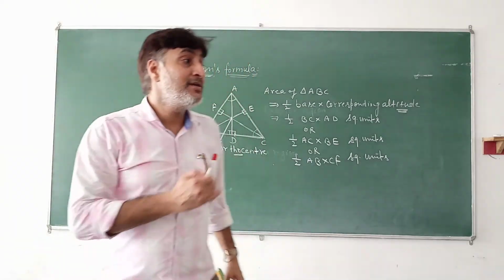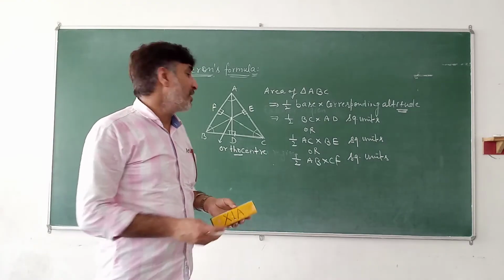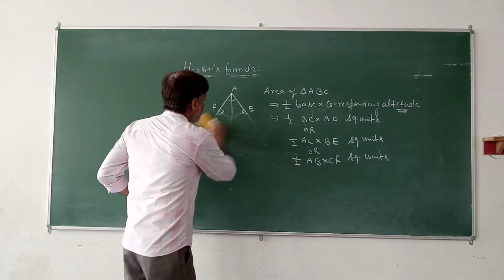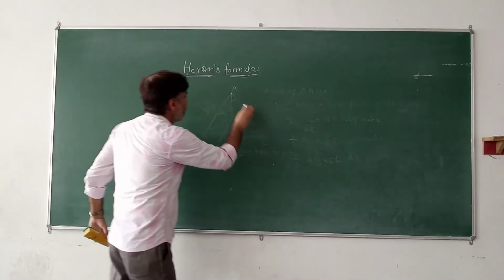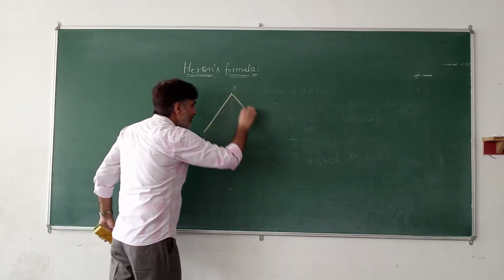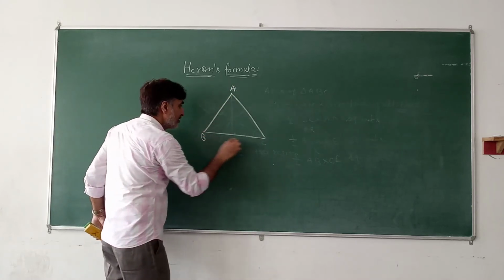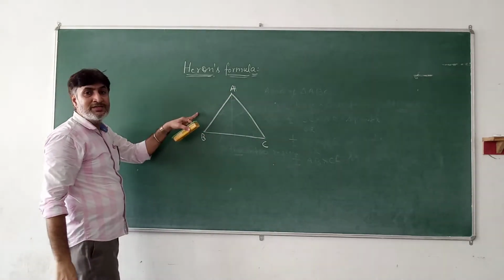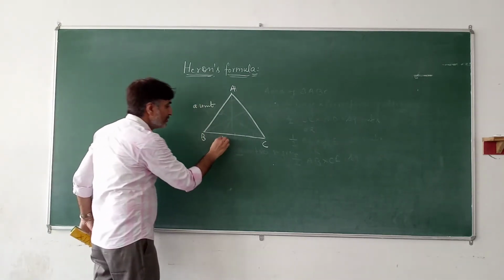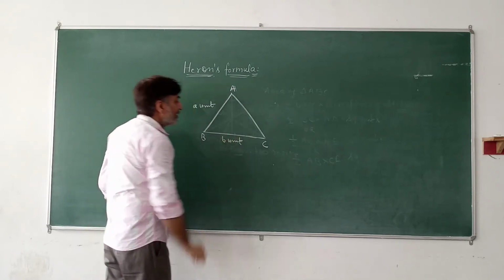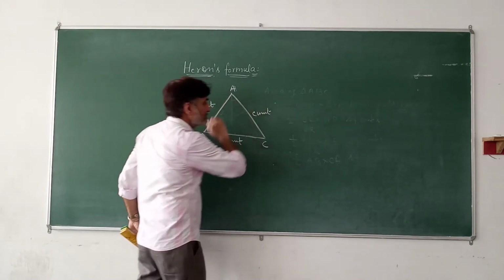How can we find the area of a triangle when the lengths of all three sides of that triangle are given? For an example, let there again be a triangle ABC in which the length of side BC is a unit, the length of side CA is small b unit, and the length of side AB is small c unit.